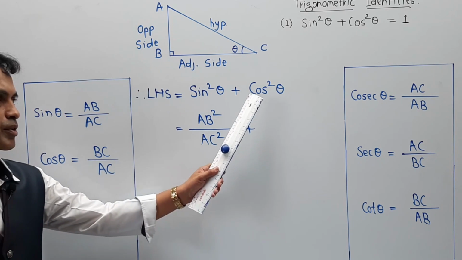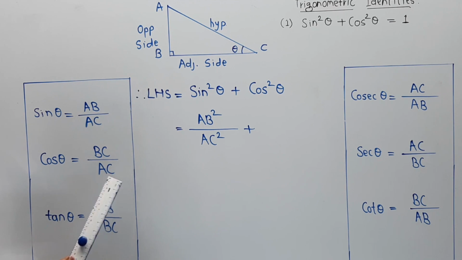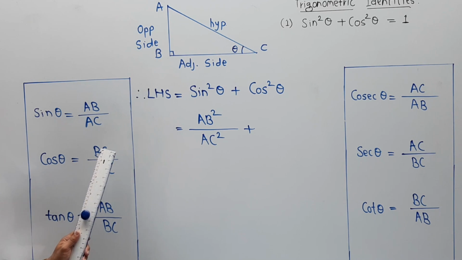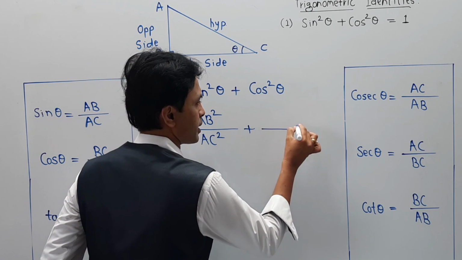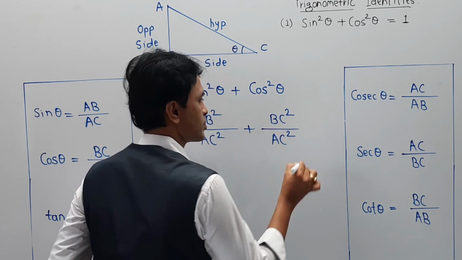Plus, now they have given cos square theta. We know that cos theta is BC upon AC. Automatically cos square theta is equal to BC square upon AC square. So I am writing cos square theta, that is BC square upon AC square.